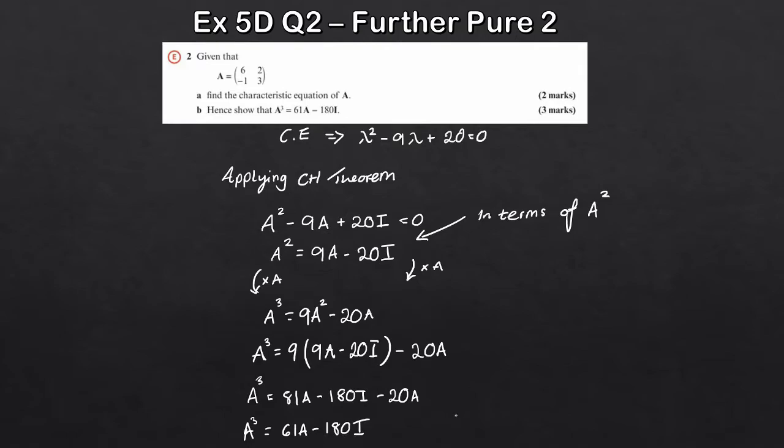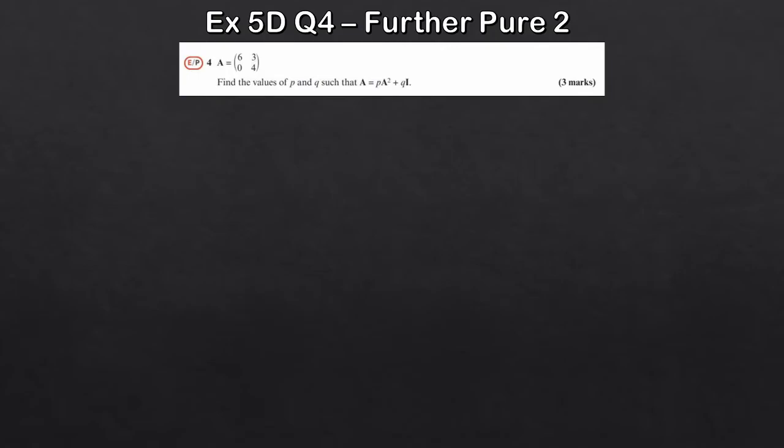just as required. So there we have it. So that's a cubed equal to 61a minus 180i. So that gives us all 5 marks there for question 2. So this was from exercise 5D, so you can follow along at the top if you want to carry on working through them. But that's that question there, fully complete. So let's move on to the next one. So this is from the same exercise. This is question 4, sorry.